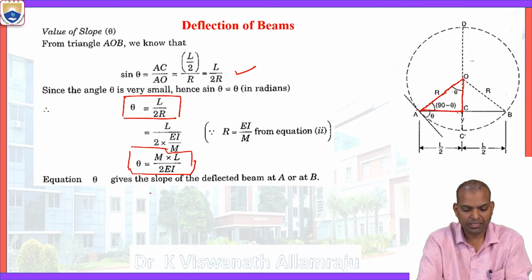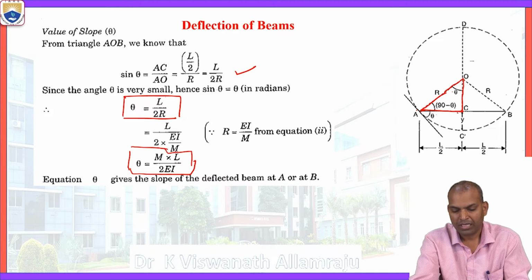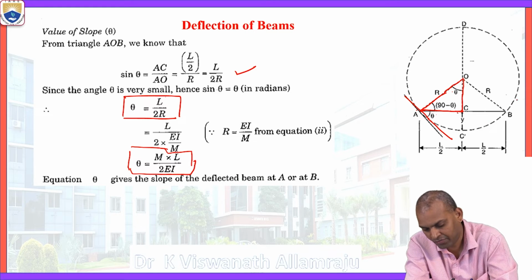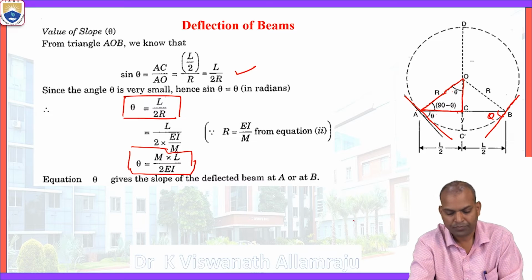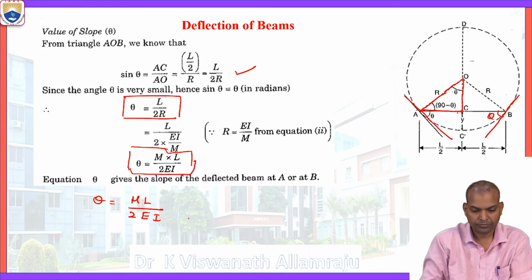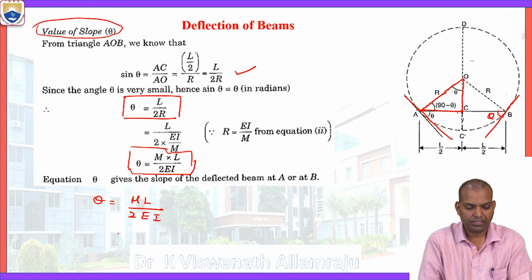This is the slope equation, M L by 2 times E I. This equation theta gives the slope of the deflected beam at either A or at B. If you draw a tangent at B also, this is also slope. So this is the slope calculated. This equation theta is M L by 2 E I.